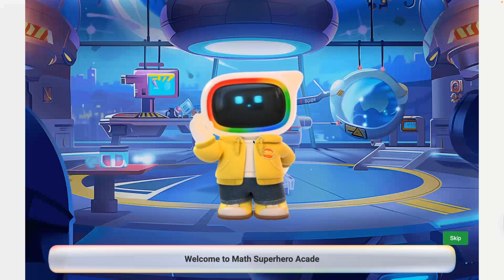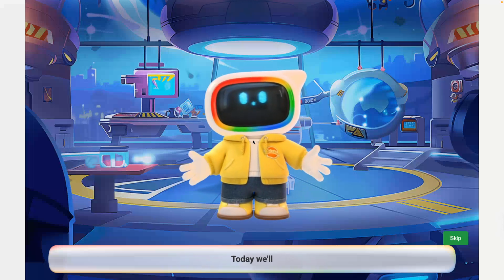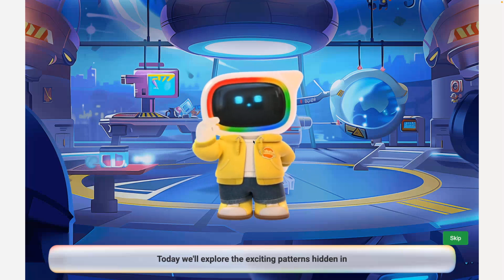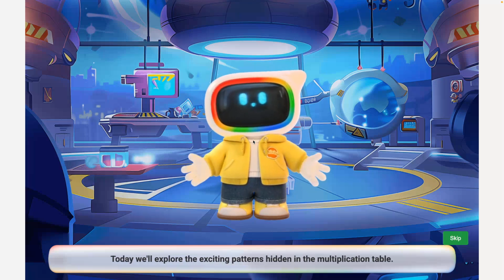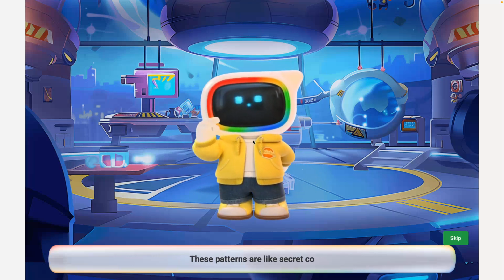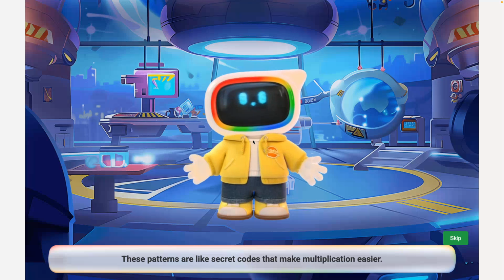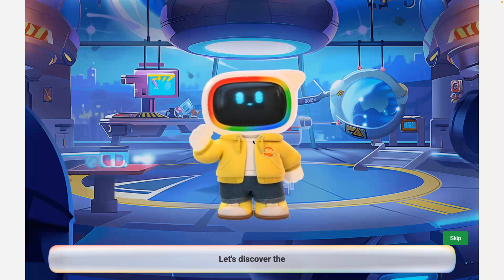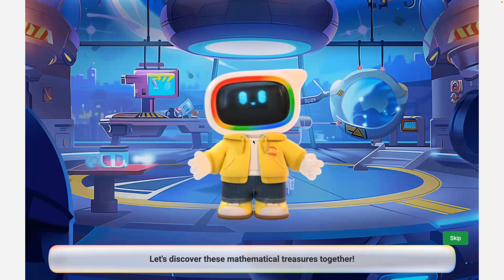Welcome to Math's Superhero Academy. Today we'll explore the exciting patterns hidden in the multiplication table. These patterns are like secret codes that make multiplication easier. Let's discover these mathematical treasures together.